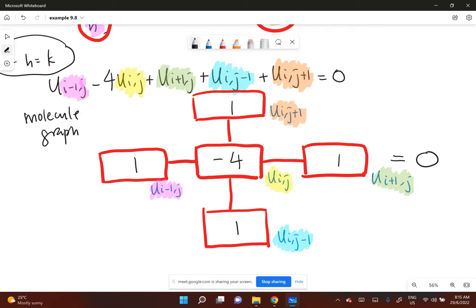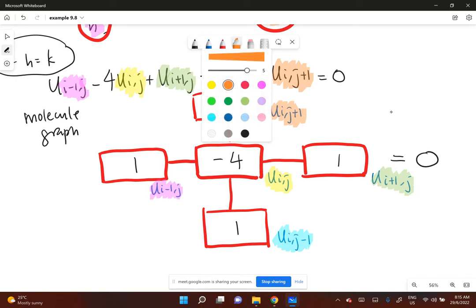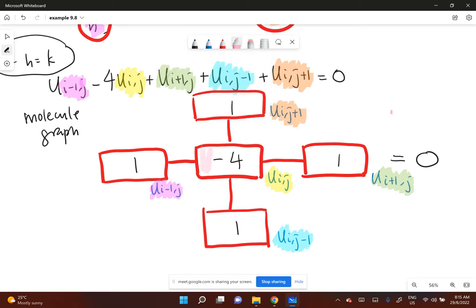Okay, so the molecule graph looks the same as the wave equation, right? But the difference is now the target cell, that means the one that we want to find, is actually here. The target cell is at u_{i,j}. Before this, our target cell normally we use this one, right? u_{i,j+1}. But now our target cell is here, in the middle. Okay. So this is the target cell that we want to find.